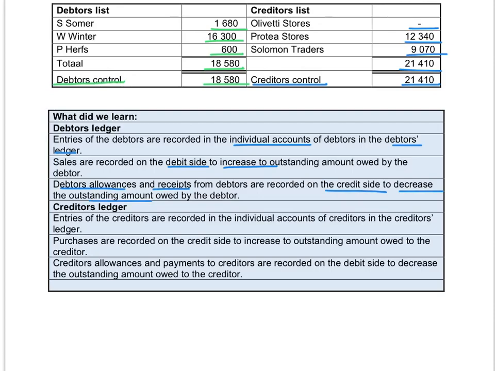In the creditors' ledger, the entries of the creditors are recorded in the individual accounts of the creditors in the creditors' ledger. Purchases are recorded on the credit side to increase the outstanding amount that is owed to the creditors. Creditors' allowances and payments to creditors are recorded on the debit side to decrease the outstanding amount owed to creditors.